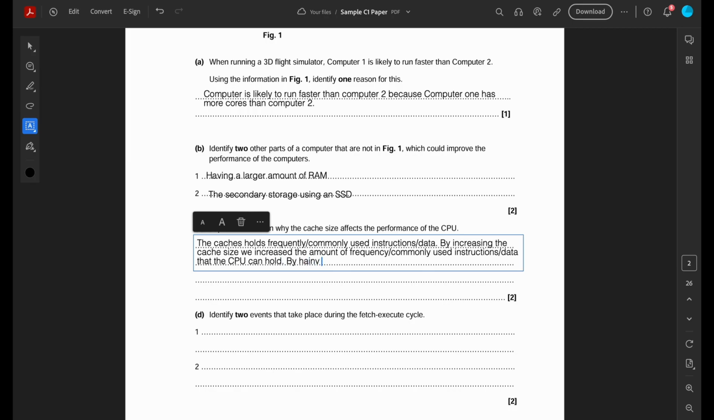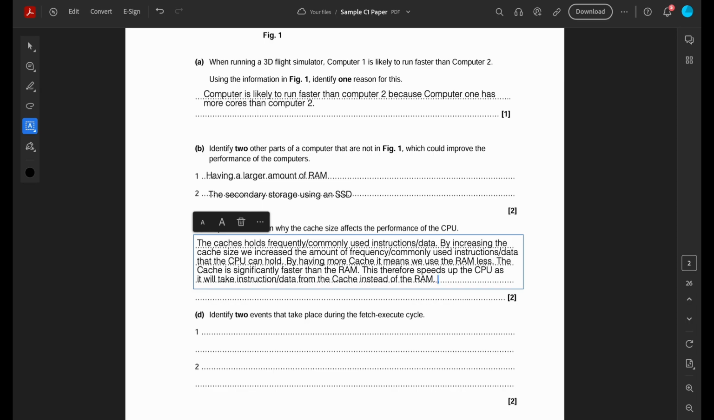By having more cache, it means we use the RAM less. The cache is significantly faster than the RAM. This therefore speeds up the CPU as it will take instructions / data from the cache instead of the RAM.